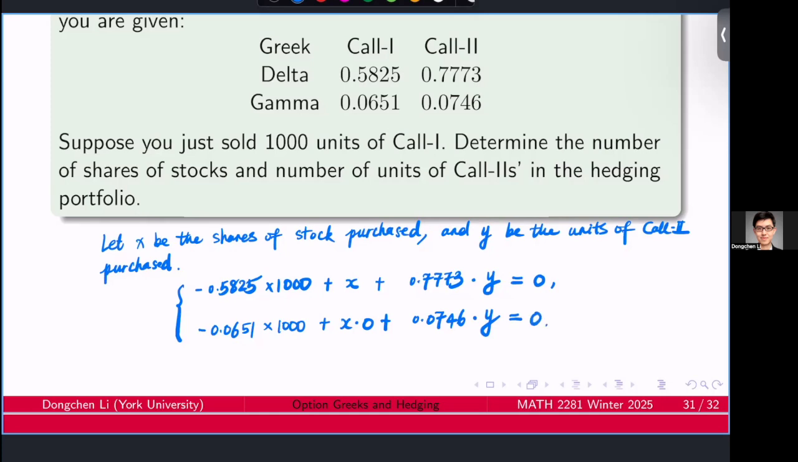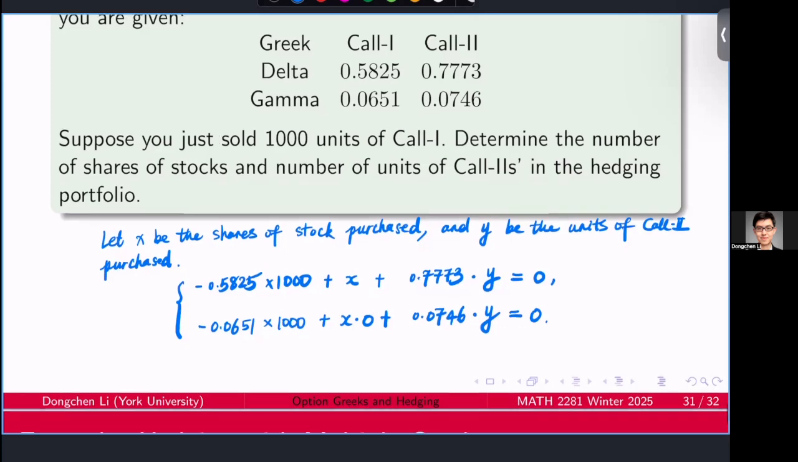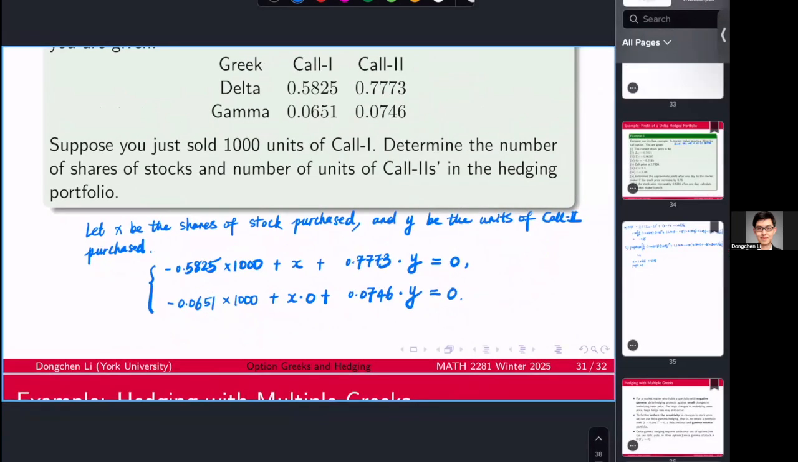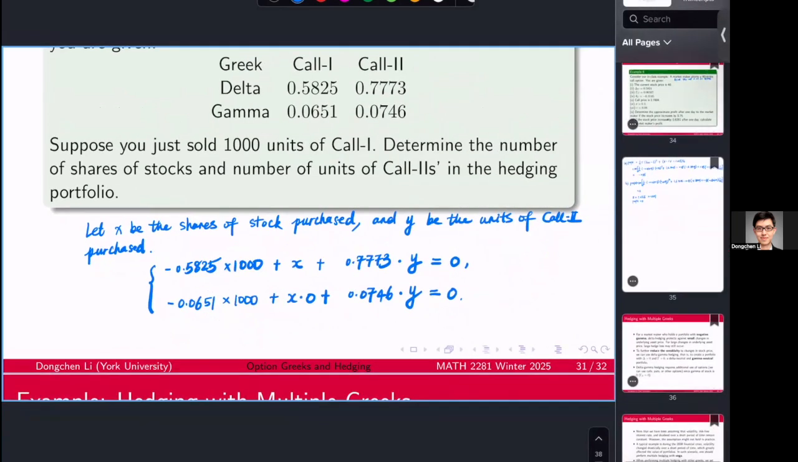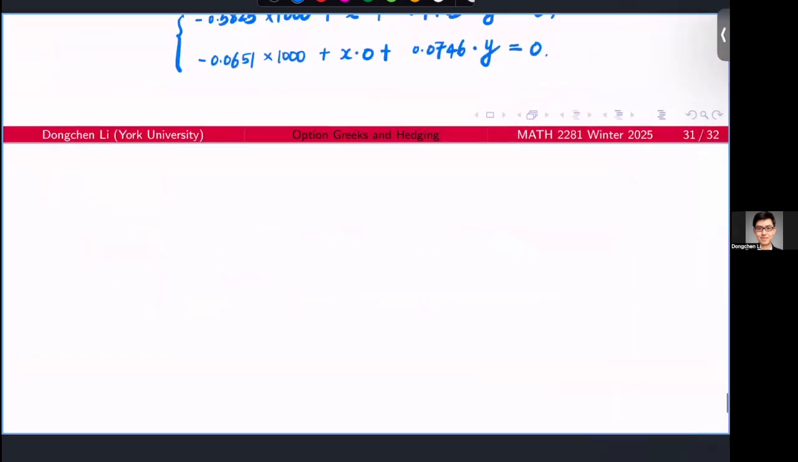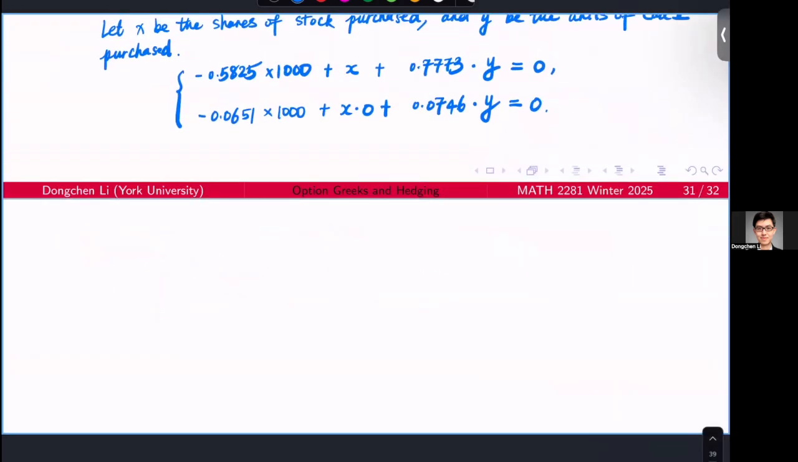Now you end up with two equations. By solving this system of two equations, you can get both X and Y. This is a system of linear equations, so it's not hard to solve. Typically, you solve the second equation first, then you get Y. Then you substitute the value of Y into the first equation and you get X.